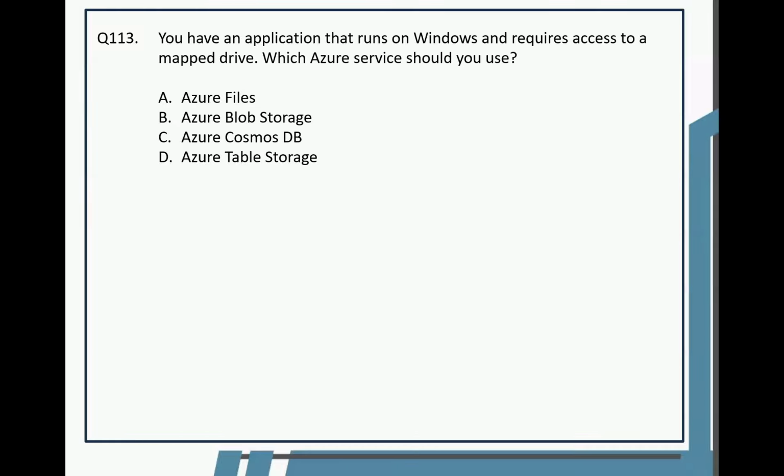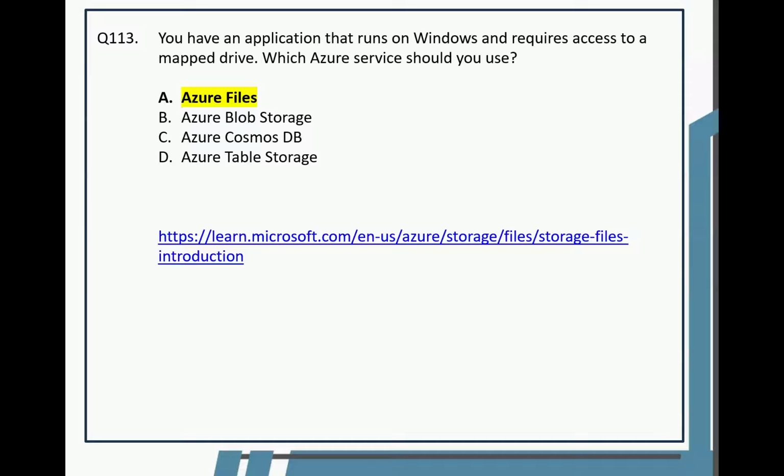Now, folks, Azure Files provides fully managed file shares in the cloud that can be mounted as a mapped drive on Windows, Mac OS, or Linux. Applications that rely on traditional file systems like mapped drives can use Azure Files without modification. Now, Azure Blob Storage is object storage for unstructured data and cannot be directly mounted as a Windows drive without additional tools. Azure Cosmos DB is globally distributed NoSQL database, not for file storage, and Azure Table Storage is NoSQL key value store, not for file storage.